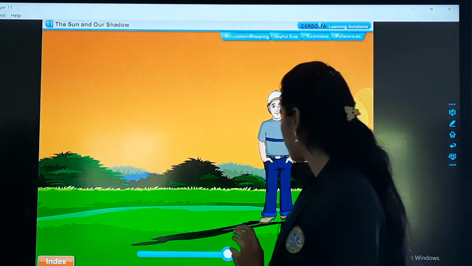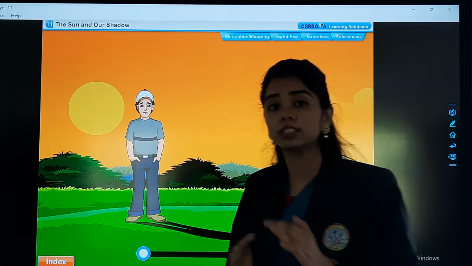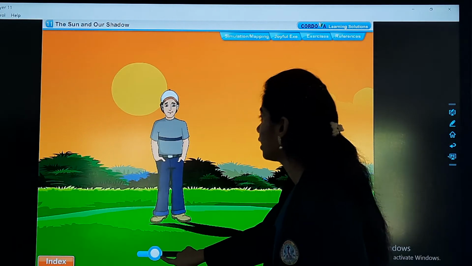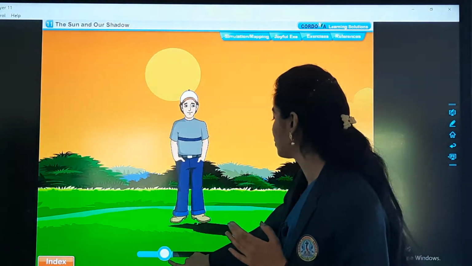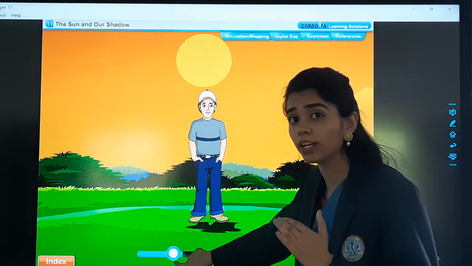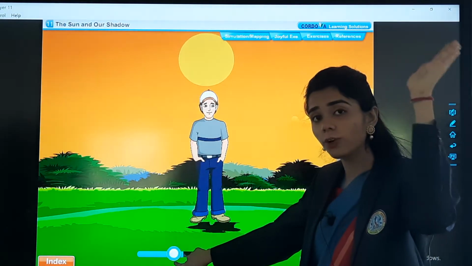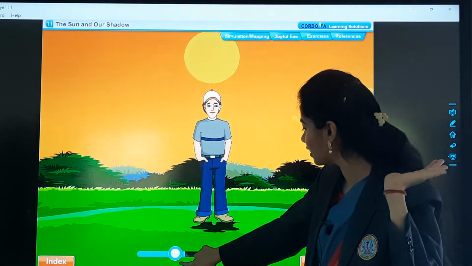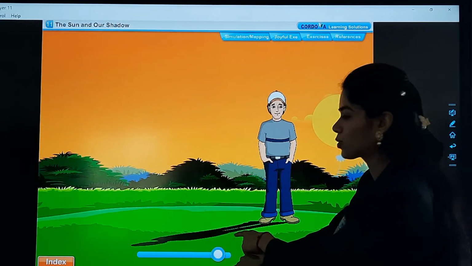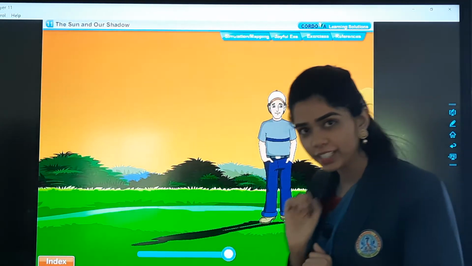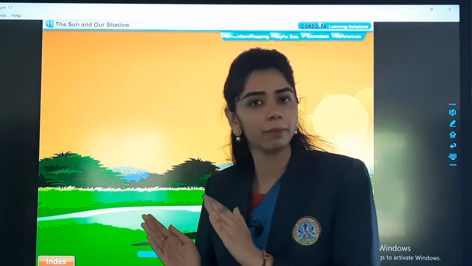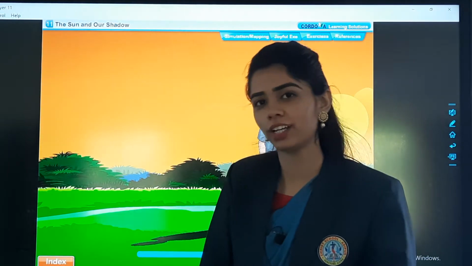So what did we see? That in the morning, the length of the shadow is long, and as midday comes, the shadow becomes small. And after that, as evening begins, the sun goes towards the west, and the size of the shadow keeps on increasing. Is it clear, students? That is how the size of our shadow changes in the morning, afternoon and evening.